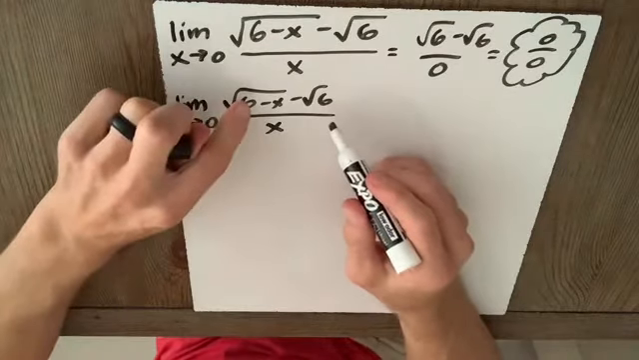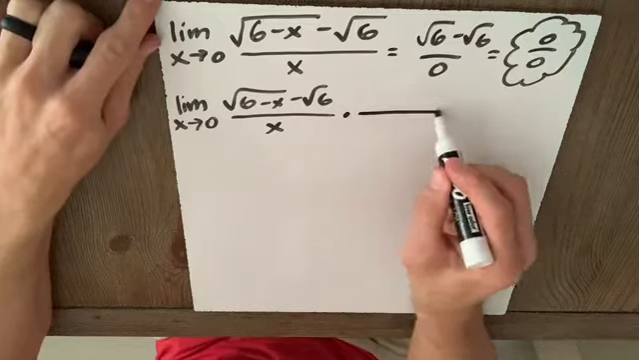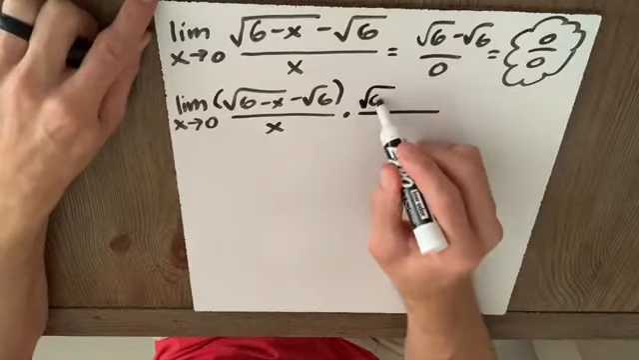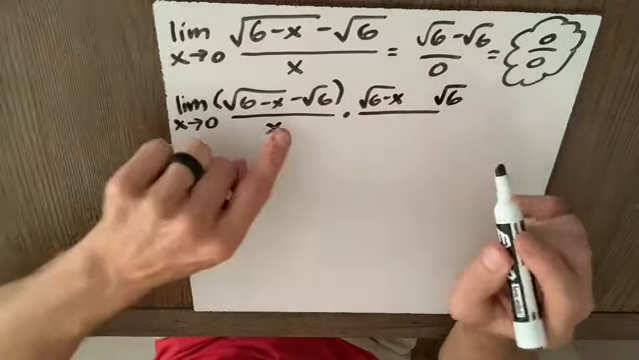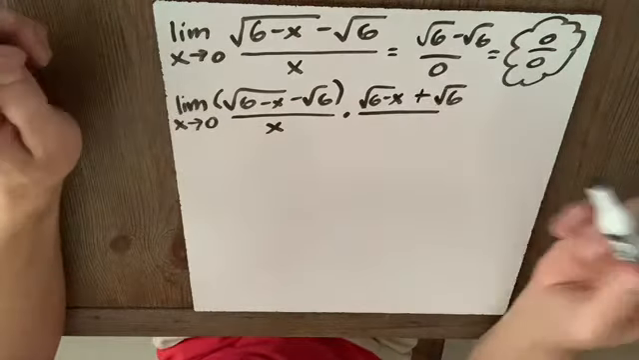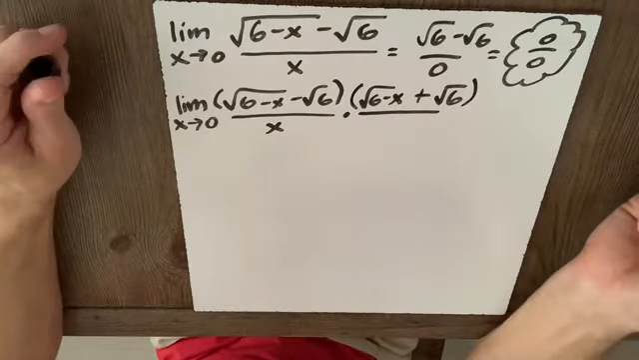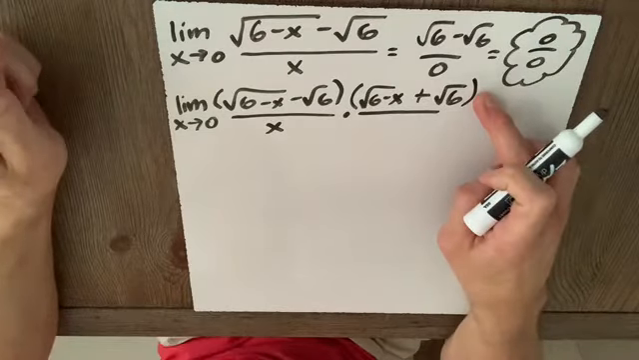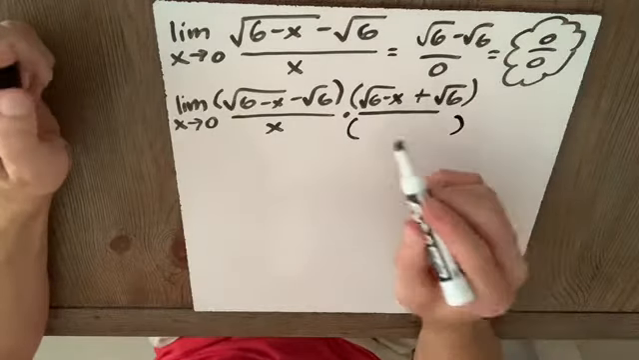If my numerator is the square root of 6 minus x minus the square root of 6, I am going to introduce its conjugate. Playing the role of a is the square root of 6 minus x. Playing the role of b is the square root of 6. Now, if the sign in the middle is negative, the conjugate will have a positive, and I'll be multiplying that to do FOIL. But I can't just randomly introduce the square root of 6 minus x plus the square root of 6, but I can introduce a fraction equal to 1.